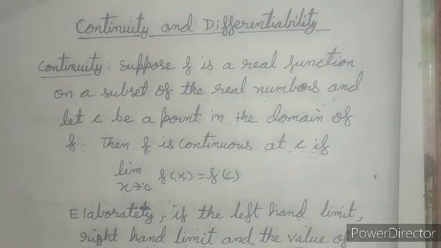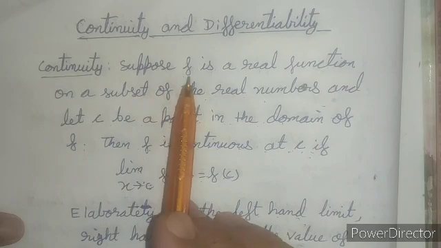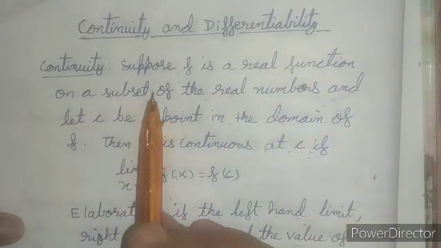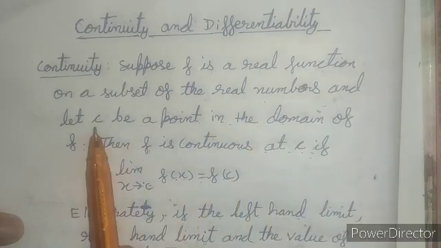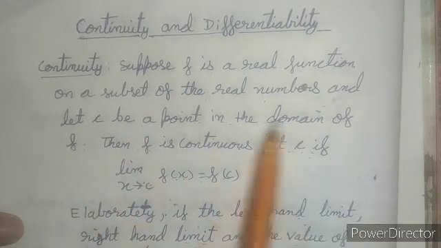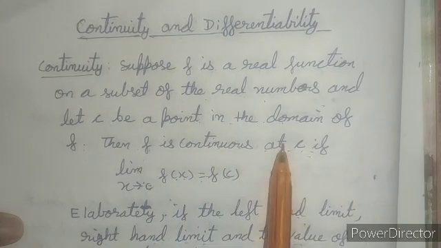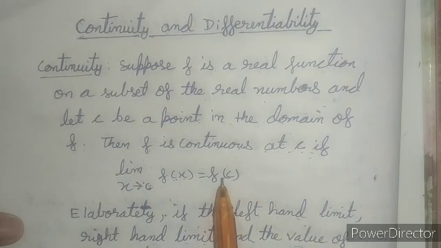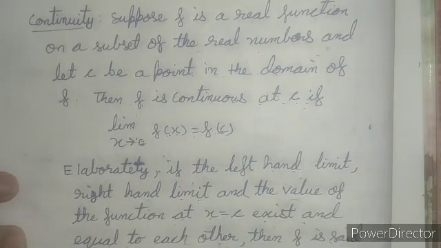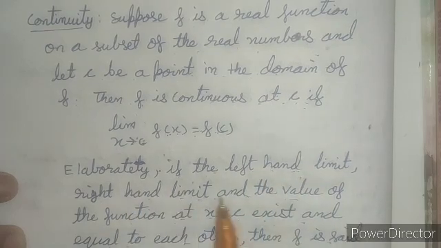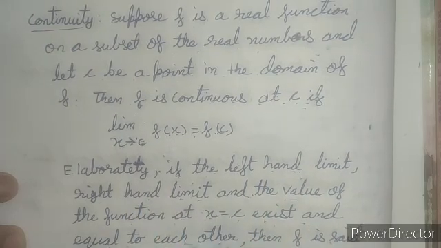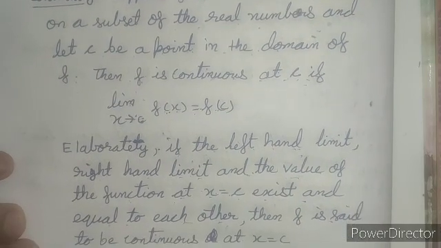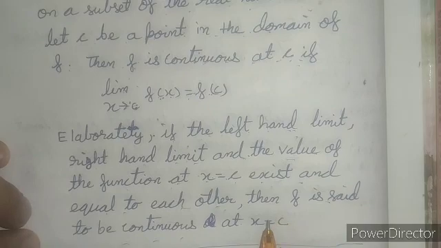In this video we will study the first exercise of calculus, that is continuity and differentiability. Now what is continuity? Suppose f is a real function on a subset of the real numbers and let c be a point in the domain of f, then f is continuous at c if the limit as x tends to c of f(x) is equal to f(c). Elaborately, if the left hand limit, right hand limit and the value of the function at x equal to c exist and are equal to each other, then f is said to be continuous at c.